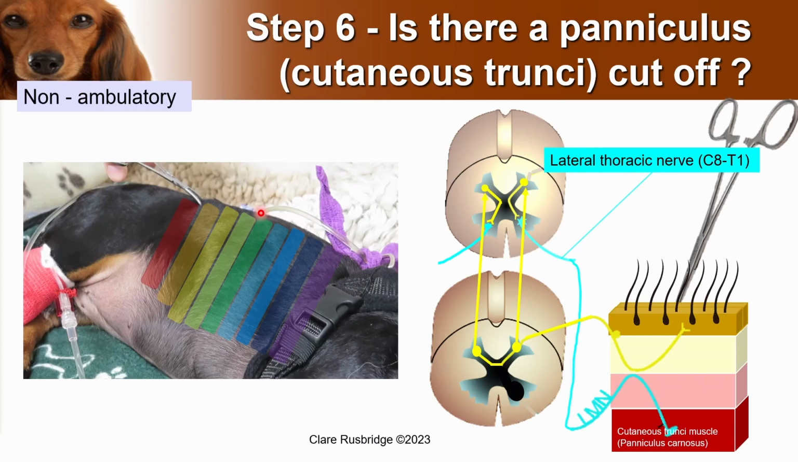then I know that the spinal cord injury is at this level, or maybe slightly above, because the nerve does travel caudally. I wouldn't say that the panniculus is absolutely true every single time, but it is a very good rough guide that you can have for localizing that spinal cord injury in those more severe cases.